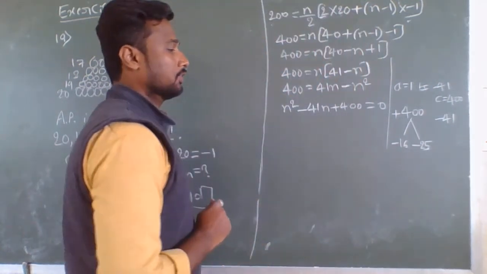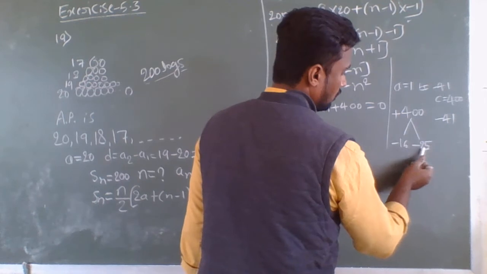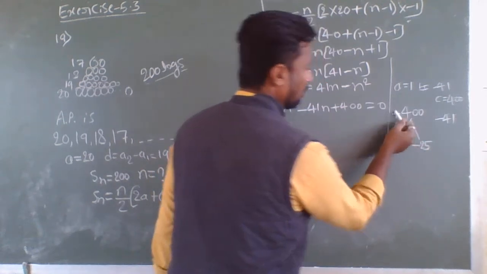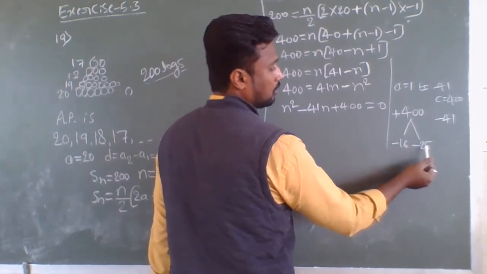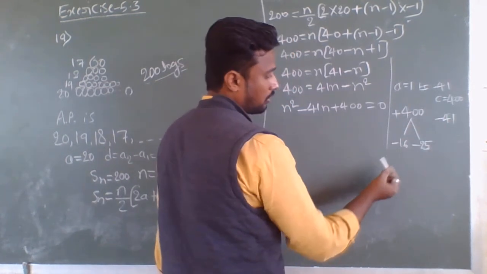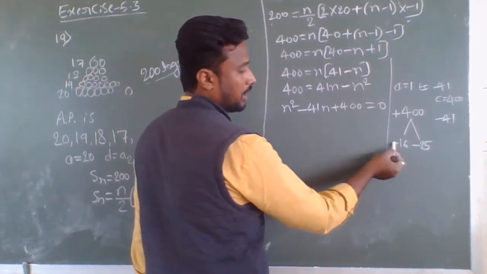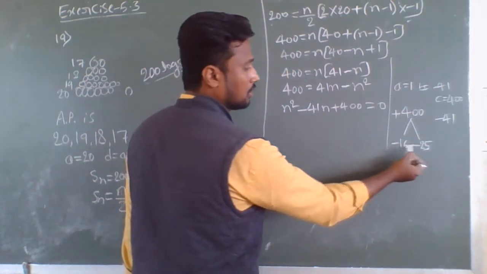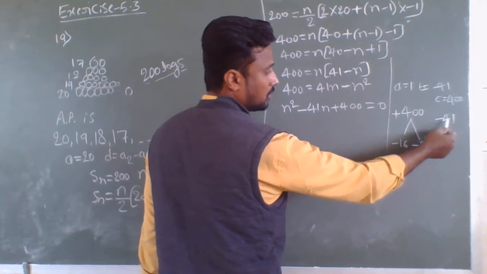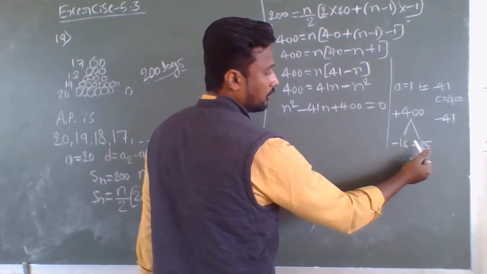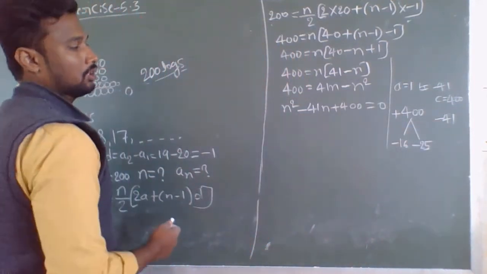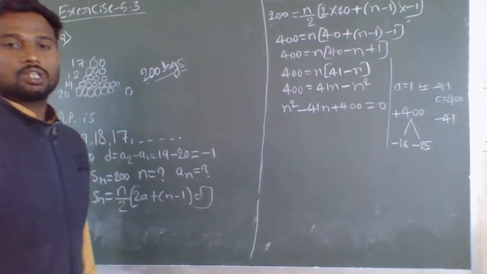Minus 16 and minus 25. When you multiply 16 into 25, you get the answer 400. Minus 16 minus 25 means minus into minus is plus only. Therefore, minus 16 into minus 25 is equal to plus 400. And when we add, we should get minus 41. Minus 16 minus 25 means we will add these two terms. 16 plus 25 means 41, and the sign in front of the bigger value is minus. Therefore, minus 41. So the factors here are minus 16 and minus 25.